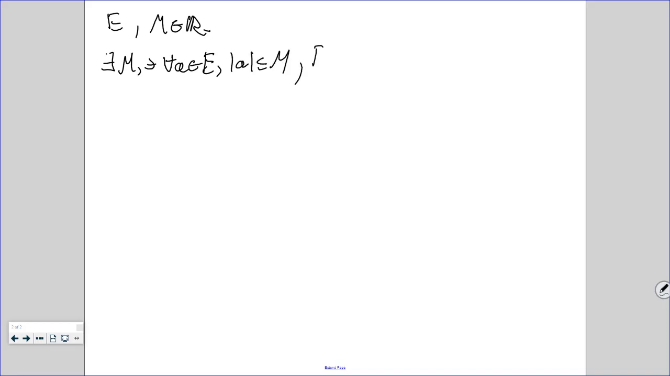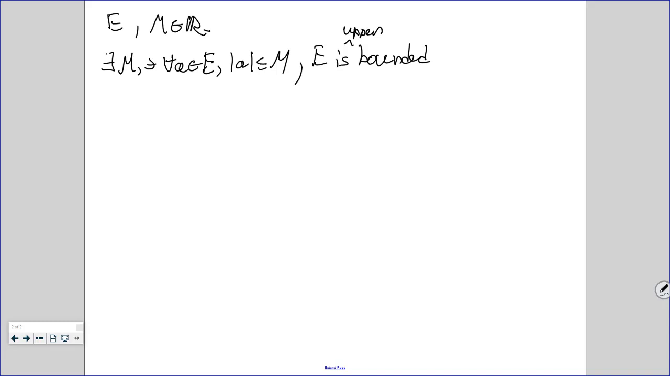Suppose we have a set E. This is a set of real numbers. There may or may not be a number m that again belongs to R, such that every number in the set E is less than or equal to m. If there exists some m such that for all a in E, a is less than or equal to m, then we say that E is bounded above, upper bounded. If there is no upper bound, then the set is said to be unbounded above or have no upper bound.